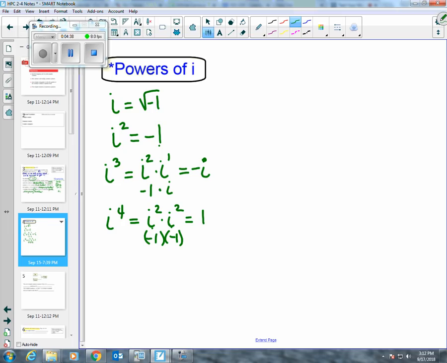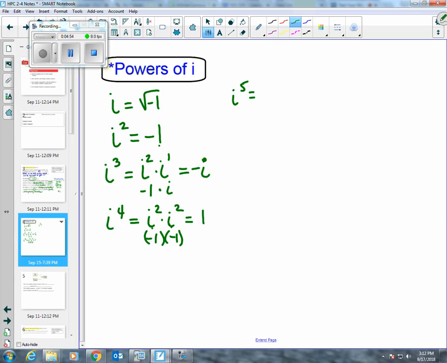Well, what if we go higher than that? Let's try i to the fifth. You're going to see why I'm putting it over here in just a second. So I would add these. Make sure that you're adding these off to the side so you have some examples of this. There's acres of space at the end of the section if you need more room for examples.